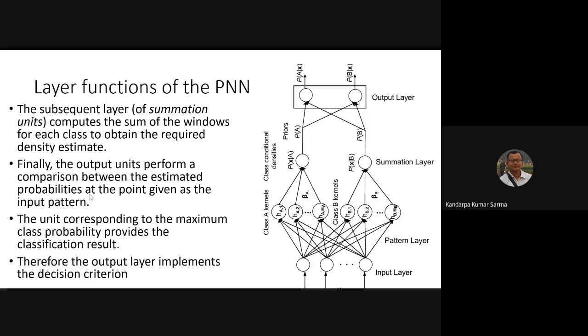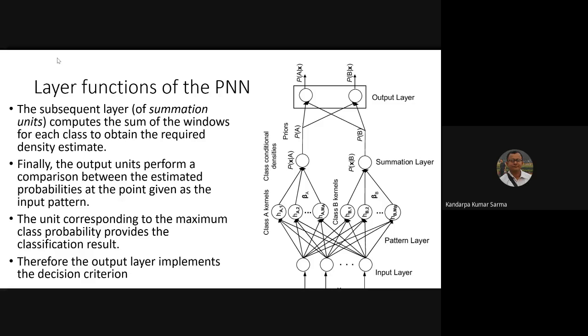So let's talk about the layer functions of the PNN, layer by layer. The summation layer computes the sum of the Parzen windows of each class to obtain the required density values. The output layer shall have the neurons that will perform a comparison between the estimated probabilities at the point given as the pattern. The value corresponding to the maximum class probability provides the classification result, and hence the output layer finally will implement the decision criteria.